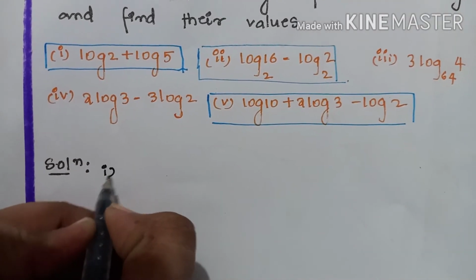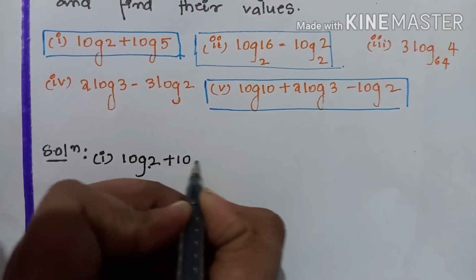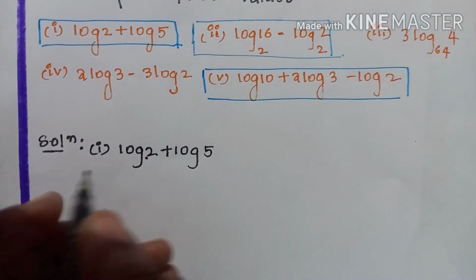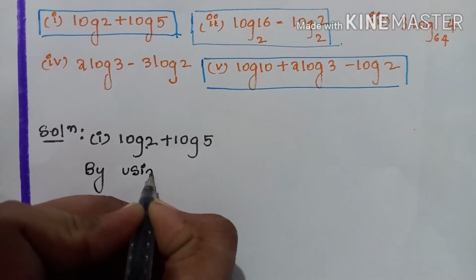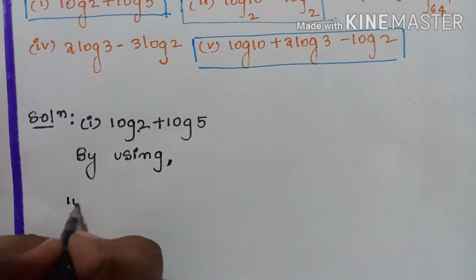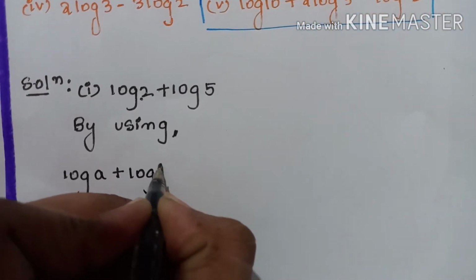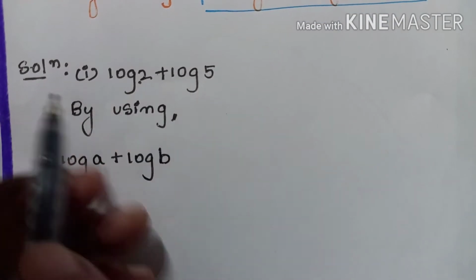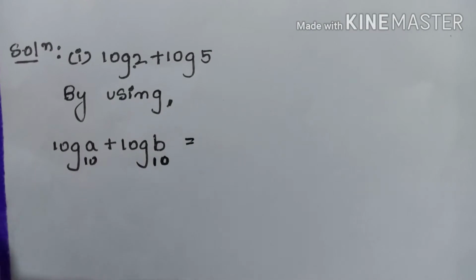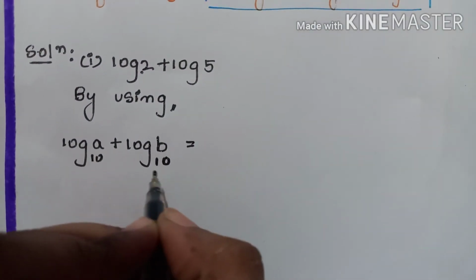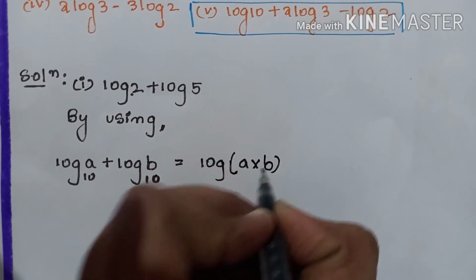The first one is log 2 plus log 5. Now you know the property: log a plus log b. If no base is given, we have to assume the base as 10. So log a base 10 plus log b base 10 gives us log a into b to the base 10.